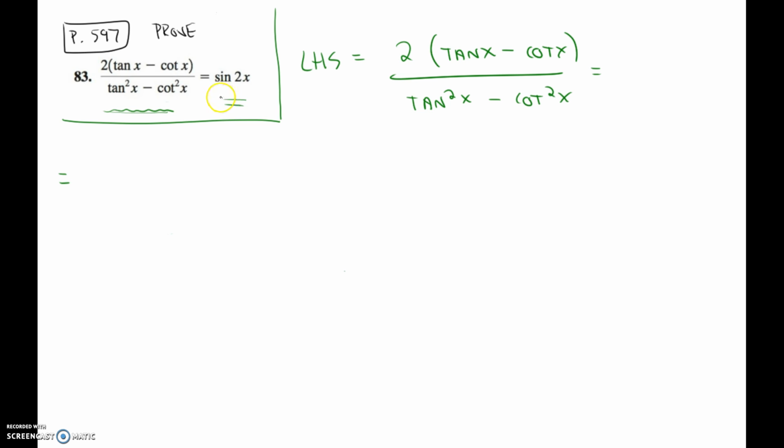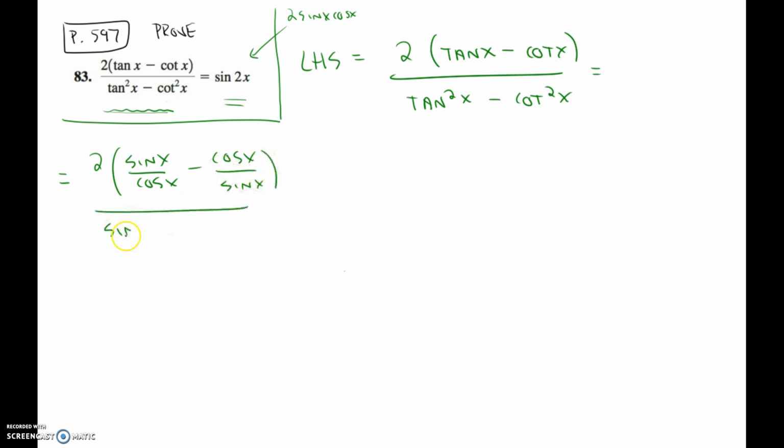Okay, so I want this to become 2 sine x cosine x. That's what I'm really shooting for, so that I can write it like that. So it makes sense to write everything in terms of sines and cosines. 2 sine x over cosine x minus cosine x over sine x, over sine squared x over cosine squared x minus cosine squared x over sine squared x. All right, so let's get a common denominator.